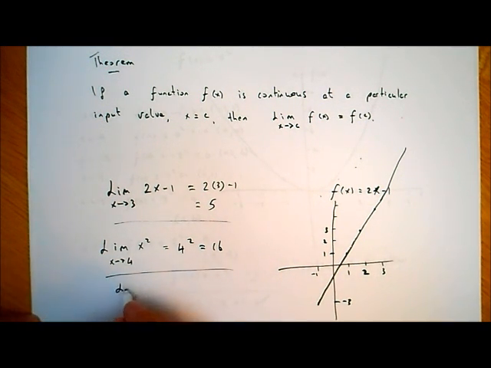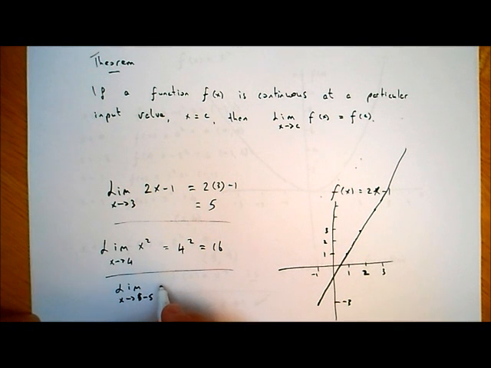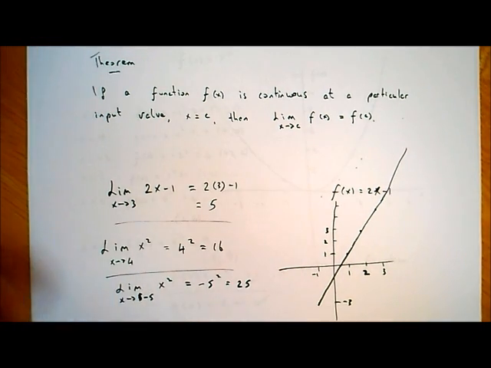Let's have a look at one more. Let's work out the limit as x approaches a negative number, let's say minus 5, of x squared again. We know that x squared is a continuous function. So the limit as x approaches minus 5 of x squared is equal to just minus 5 squared, which is 25. So this theorem and the idea of a continuous function gives us a very, very easy way to work out limits.